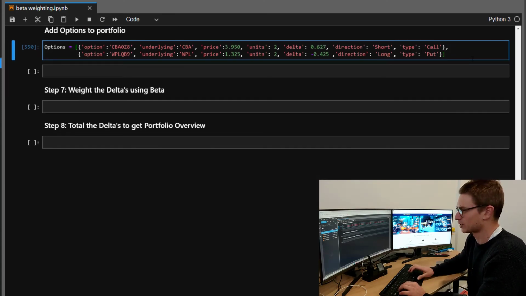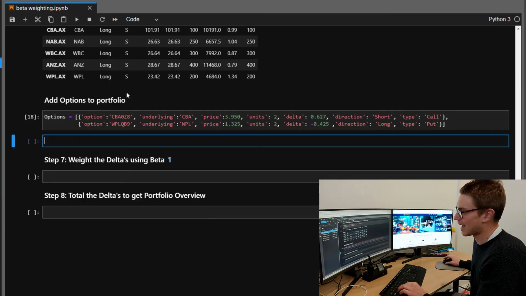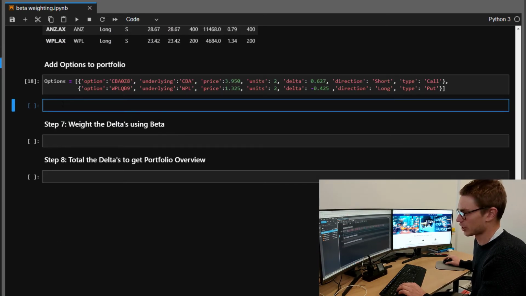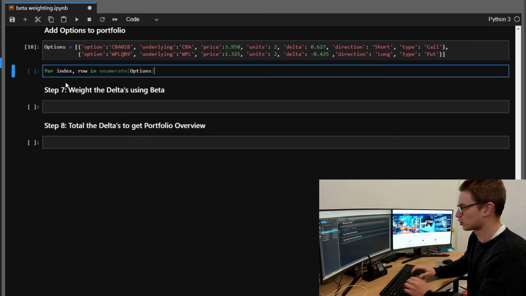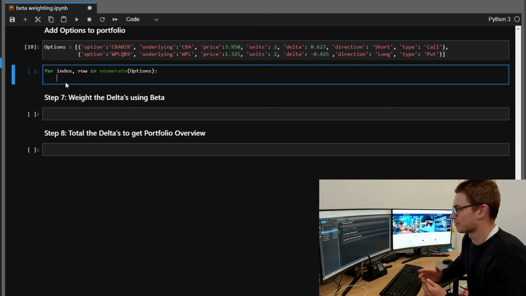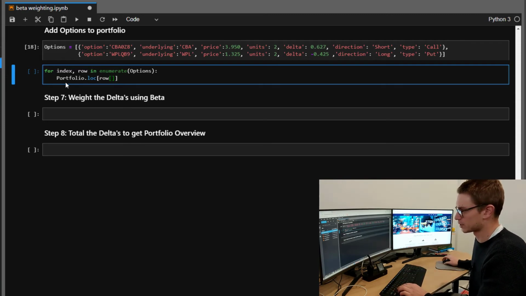So I've got a list here of dictionaries, a dictionary for each option, and I'm not bothering to type it out here because I didn't want to bore you guys. So the way I'm going to add this to the data frame is iteratively. So let's just go ahead and we're going to go for index and row in enumerate options. So for each one of these options, I've got a dictionary. So I'm going to take the portfolio and I'm going to add a row of this specific instrument.